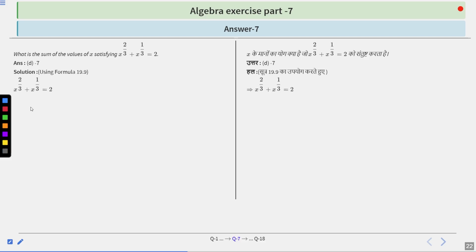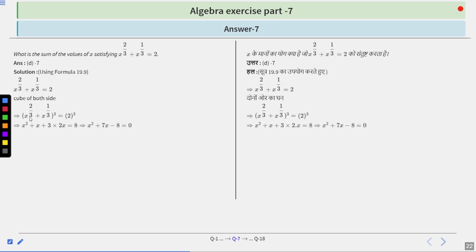The given equation was x raised to power 2 upon 3 plus x raised to power 1 upon 3 equal to 2. So taking cube of both sides, x raised to power 2 upon 3 plus x raised to power 1 upon 3's whole cube is equal to 2 cube. Now we have expanded this with the formula a plus b's whole cube. We get x square plus x plus 3 into 2x, that is equal to 2 cube. 2 cube is 8. So we get a quadratic equation that is x square plus 7x minus 8 equal to 0. The factors of this equation are x plus 8 into x minus 1, and that is equal to 0.